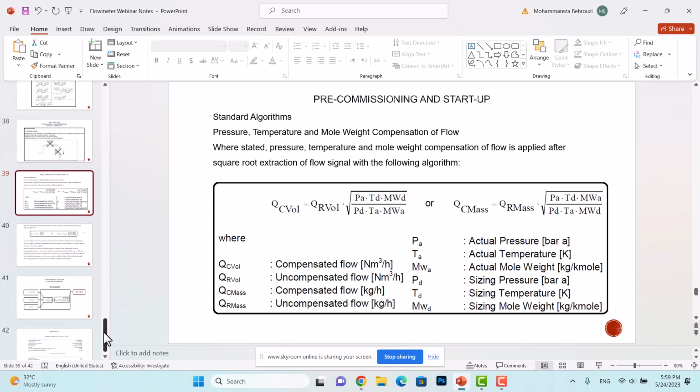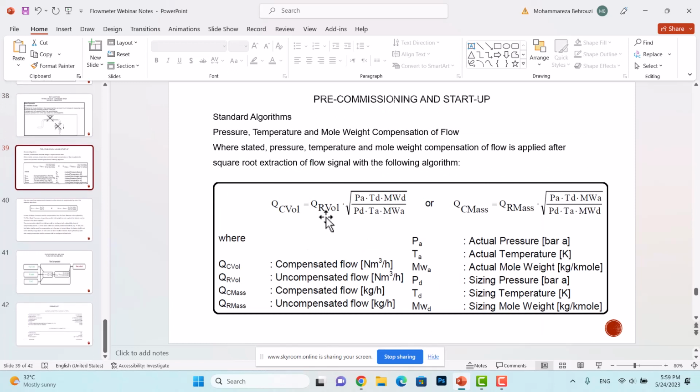And the last step is pre-commissioning and startup. We have selected the best type for our application. We have sized the flow meter in a good way. We have installed the flow meter on site with all of these piping considerations in a good way. But unfortunately, one mistake can destroy everything, can bring about all of these financial consequences. And what is this? Compensation. And what is the meaning of this compensation?